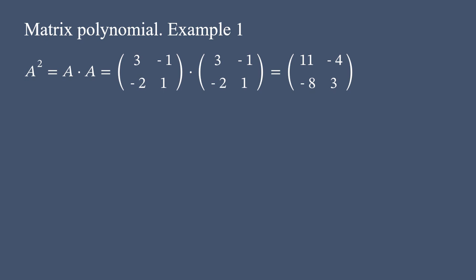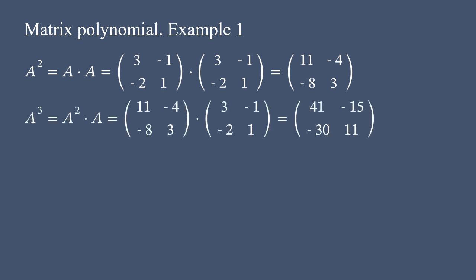Let's start with A squared. This means multiply A times A, using usual matrix multiplication. In other words, we multiply A by itself. The product results in 11, -4, -8, and 3. Now, let's figure out a cubed matrix, which is a squared matrix times matrix A. That is, we plug the result we got in a previous step, and then multiply by A. This results in a matrix, with entries 41, -15, -30, and 11.